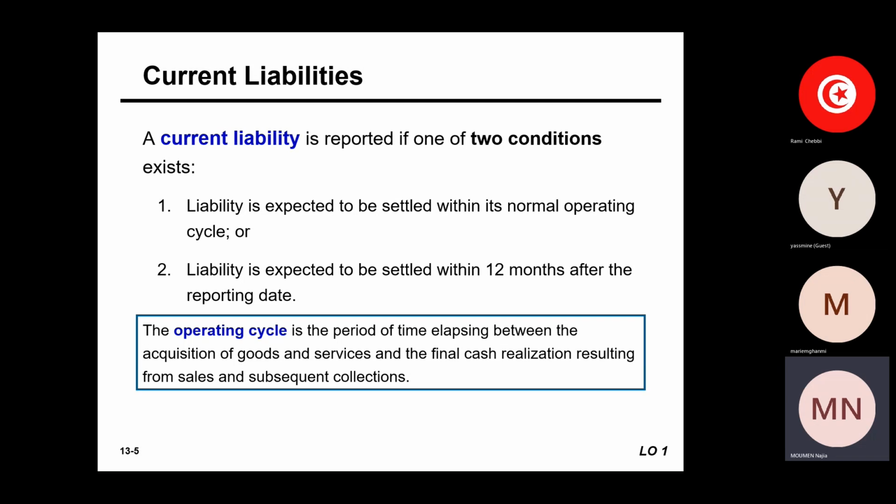Why focus on the operating cycle? Because the operating cycle may be longer than the 12 months of the fiscal year that we use when we prepare financial statements. So we will rely on whichever is longer, the operating cycle or the 12 months of a fiscal year.